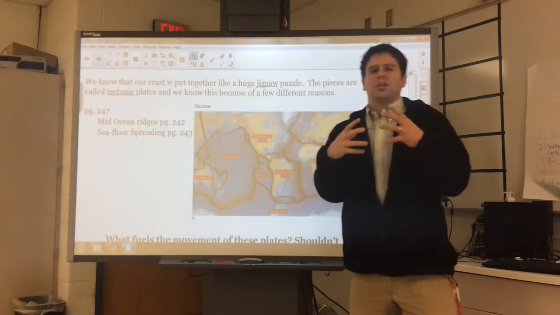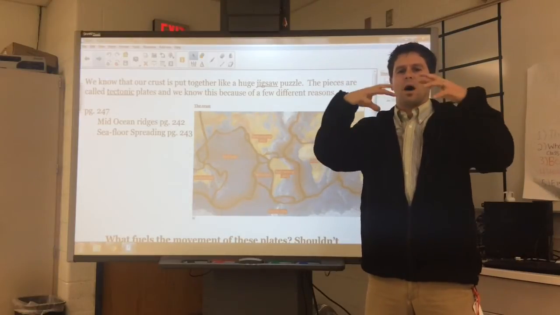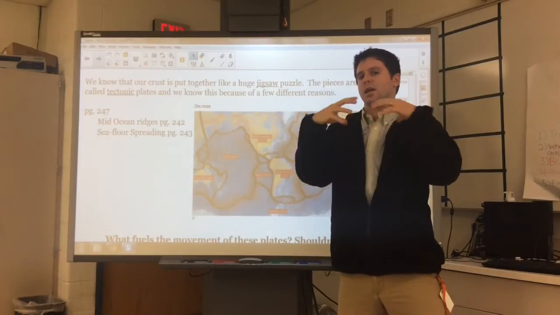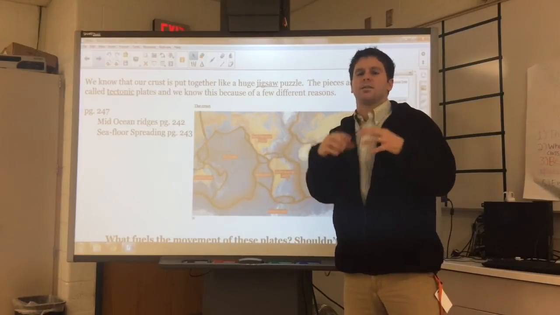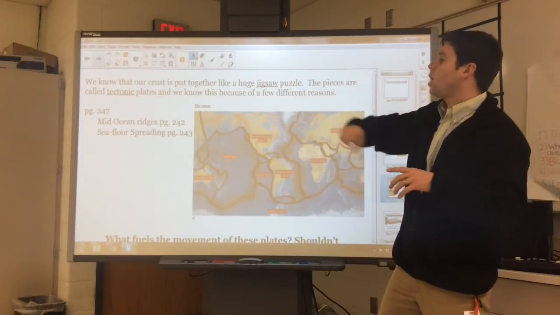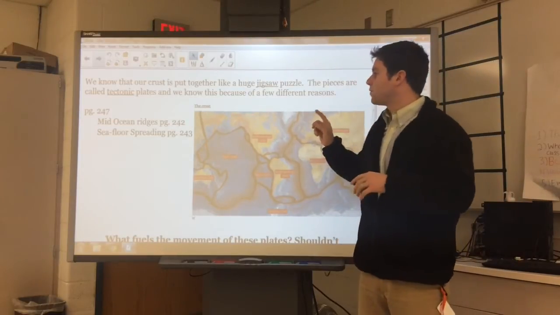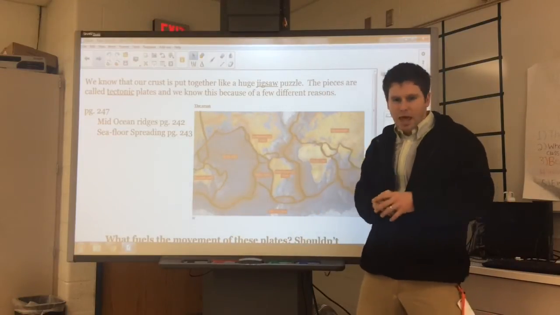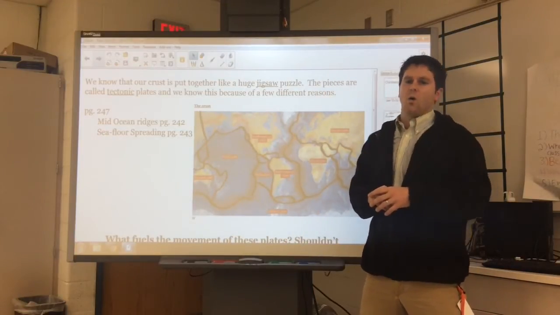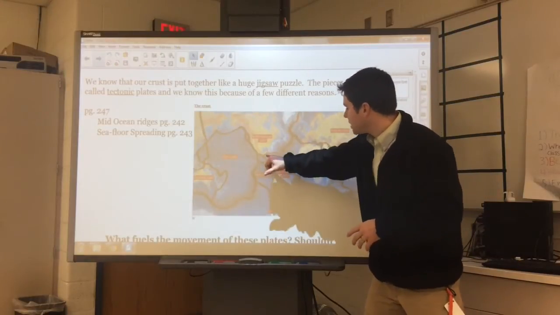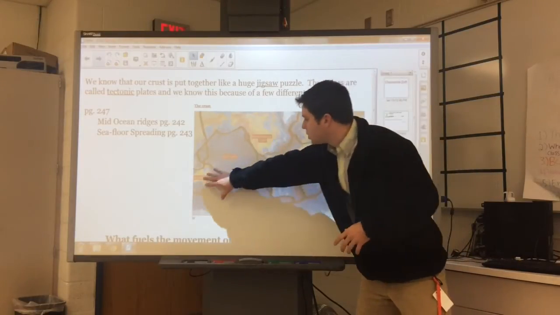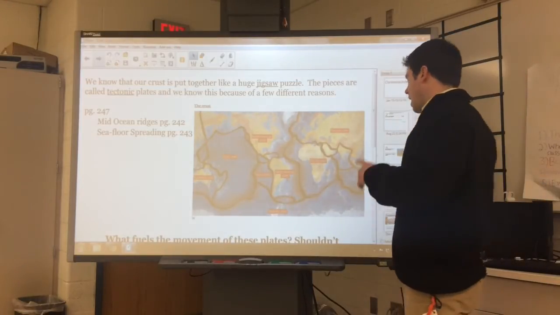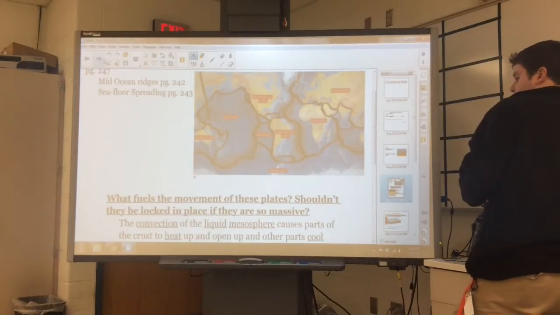We know that they're put together like a jigsaw. They're like ice floating on top of water, but they're a jigsaw puzzle. The crust is like a cracked egg, and it all fits together like a jigsaw puzzle. We call those pieces tectonic plates for a few different reasons. But these are the main plates that we know of today, which I've outlined in black. We've got some smaller plates that I've outlined as well, but the red names are really the large plates that exist today. What fuels this movement?